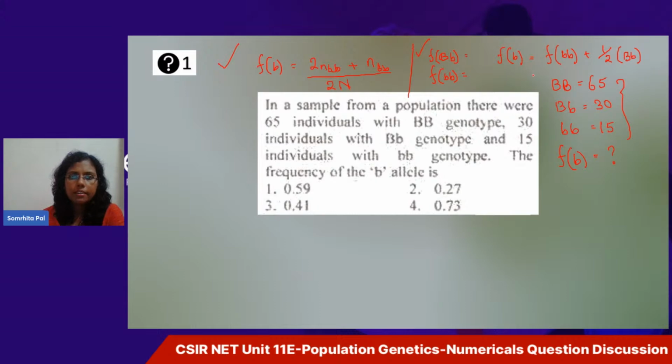All right, I repeat, you can straight away use this data and go for the first formula where the number of the homozygous recessive and the number of the heterozygous is required, or you can first convert the numbers into frequency and then use the second formula to calculate the frequency of the recessive allele.